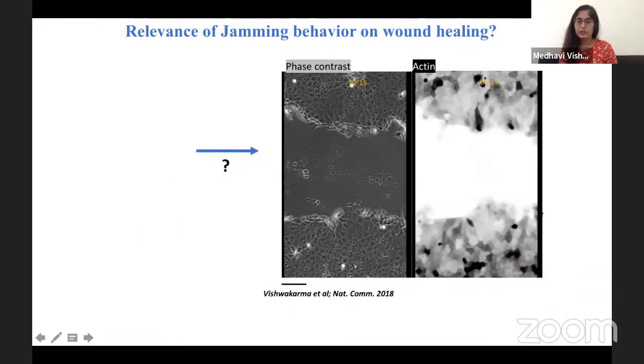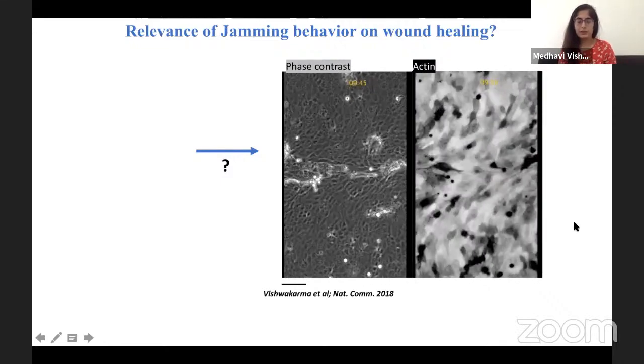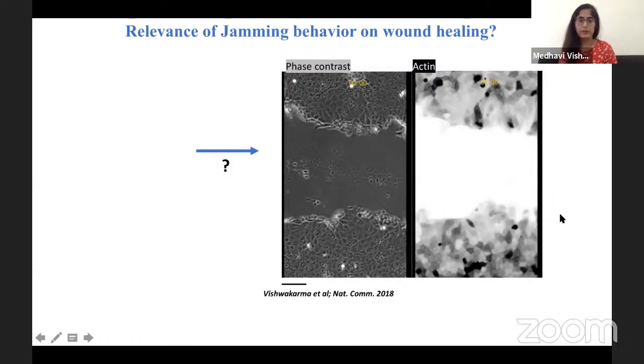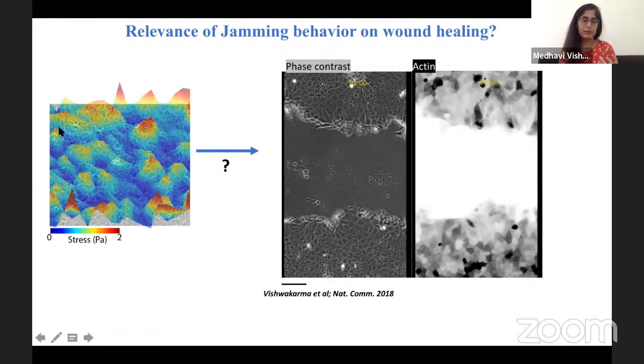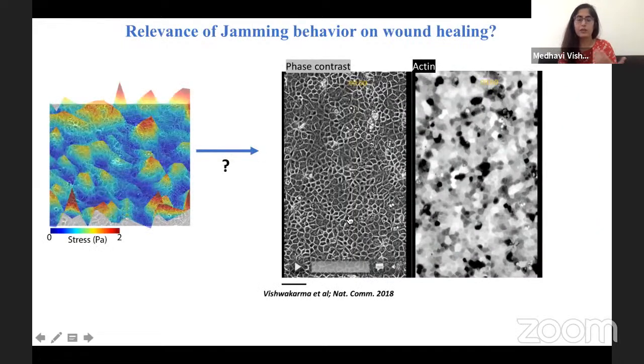So what we asked is whether we can find some relevance of this jamming behavior to wound healing. Basically, this characteristic behavior of epithelia, where you see peaks and bases of high and low stresses, and this unjamming and jamming, this dynamic heterogeneity inside the monolayer, can it really affect wound healing? What is the relevance of jamming behavior to wound healing? So that's what we wanted to see.